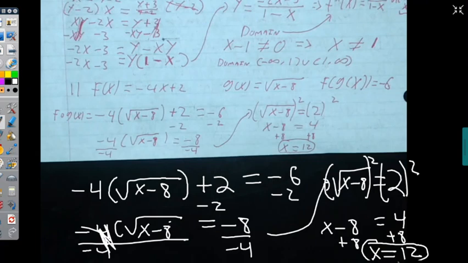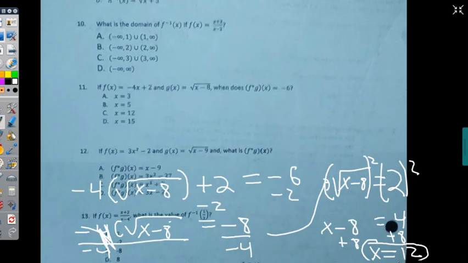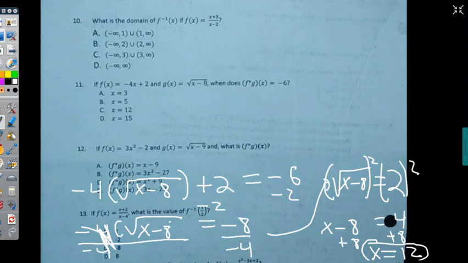Alright, and so that is the solution. You can also follow all my work on the piece of paper above. Yes, you may. Okay, so the question originally says, for problem 11, when does f of g of x equal negative 6? So you have to find the composition, set it equal to negative 6, and then solve for x. Okay?